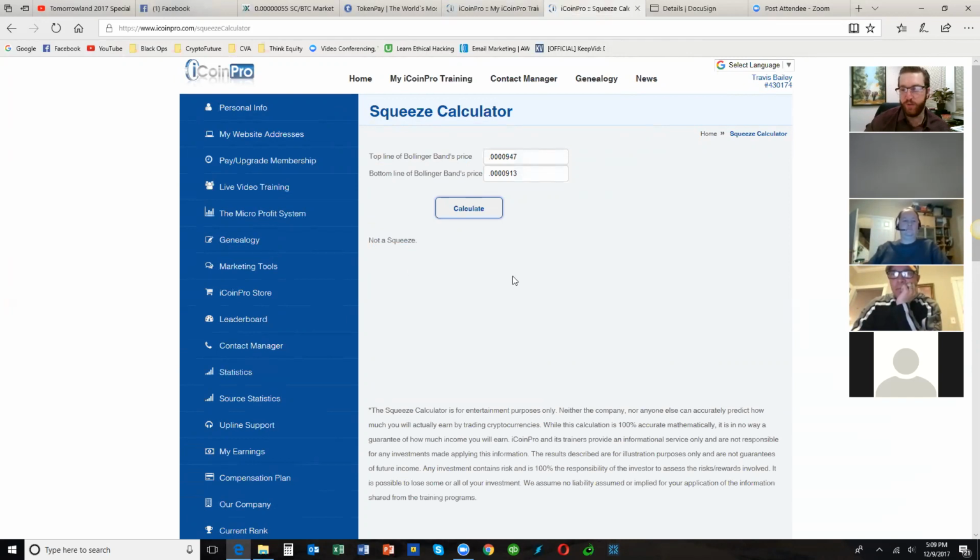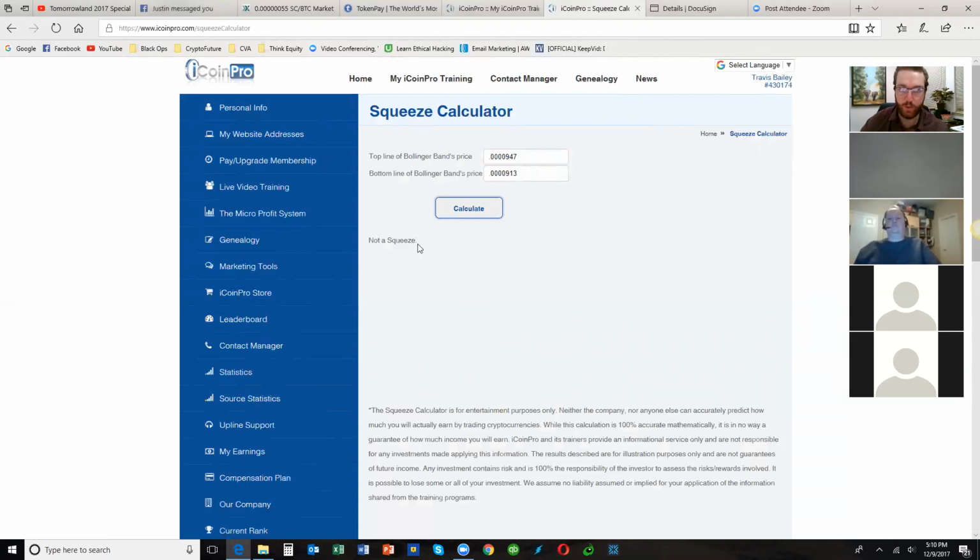So it's very important if you're going to be buying the squeeze. I always reference this calculator if I'm looking at a squeeze trade coming up. I will go in here, type in the Bollinger Bands. It says not a squeeze. I'll keep an eye on it, I'll just watch it a little bit. But it's important to keep that in mind. If it's not a squeeze, you can't expect the buy the squeeze strategy to work because, again, it's not a squeeze.